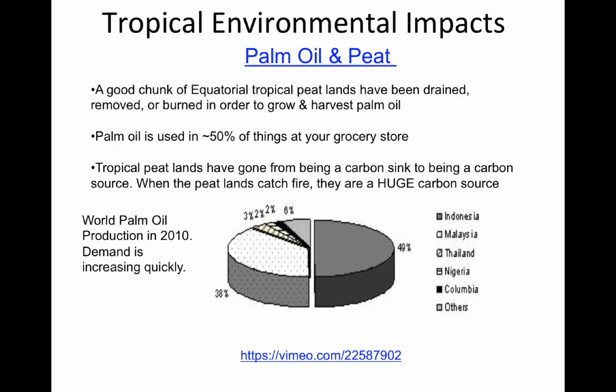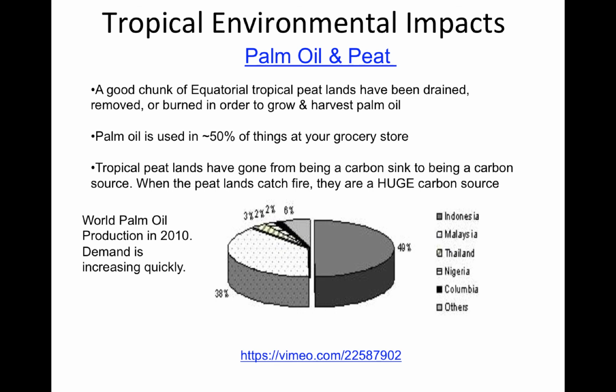One of the hotbeds of what's happening in the tropics lately is the palm oil and peat industry. A good chunk of equatorial tropical peatlands have been drained, removed, or burned in order to grow and harvest palm oil. Palm oil is everywhere and used for a lot of things. About 50% of the stuff at your grocery store has palm oil in it.